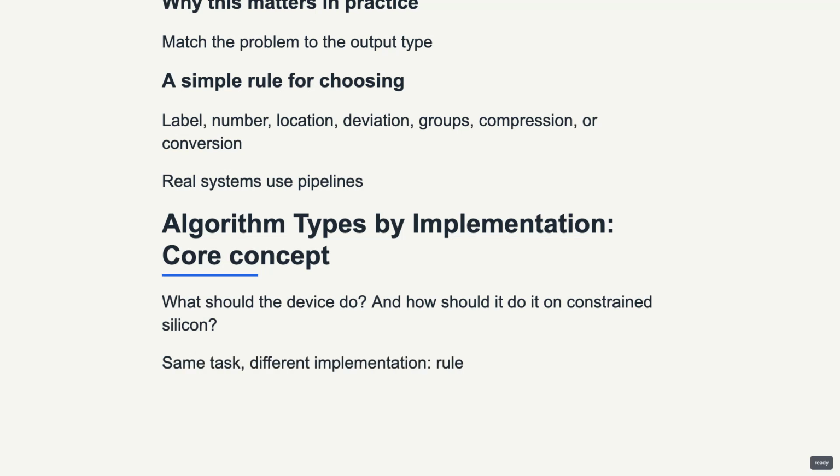The same sensing problem can be solved with a hand-coded rule, a classical model, or a deep network. At the edge, that choice turns into a budget question: memory, latency, power, maintainability, and how easily the system can be updated.